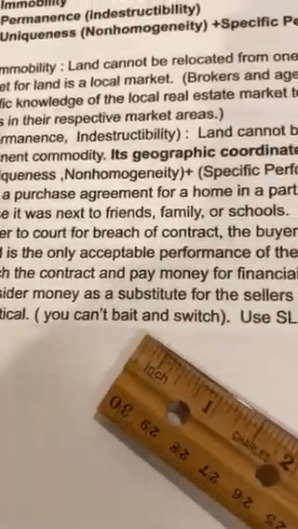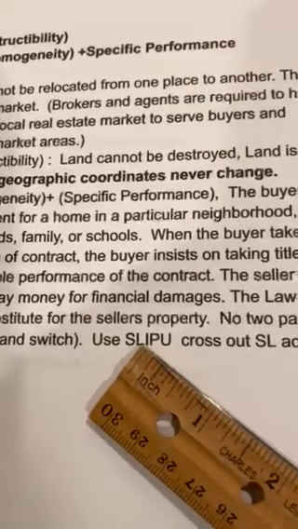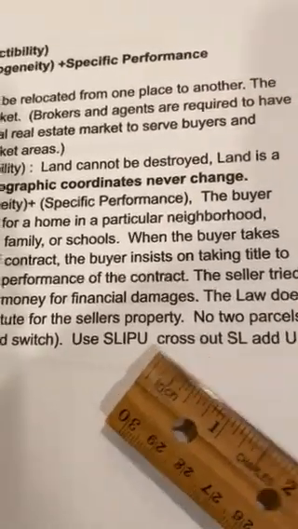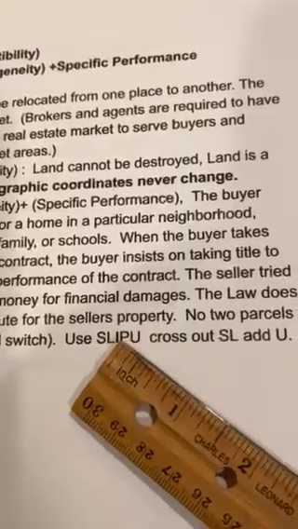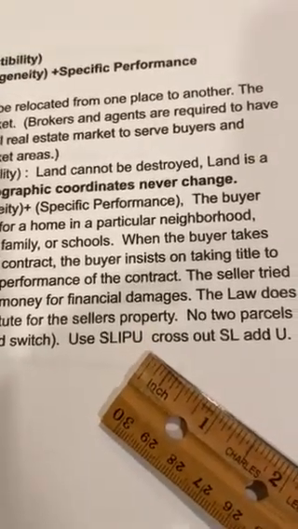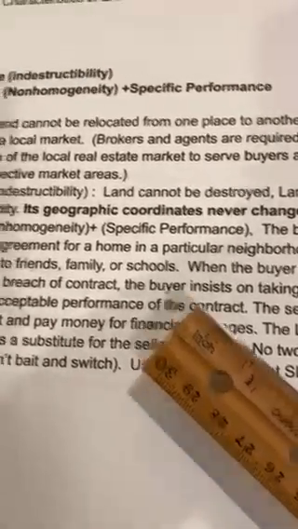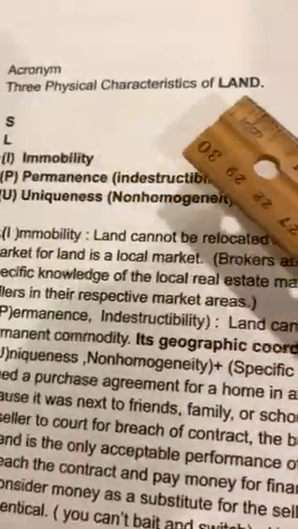No two parcels are identical. You can't bait and switch. Use SLIPU, cross out the SL, and down your paper, IP, and add the U, and you have the acronym for the physical characteristics of land.